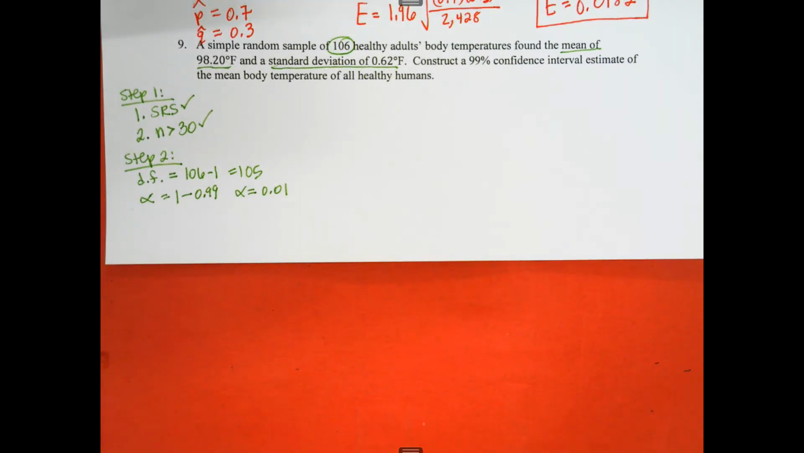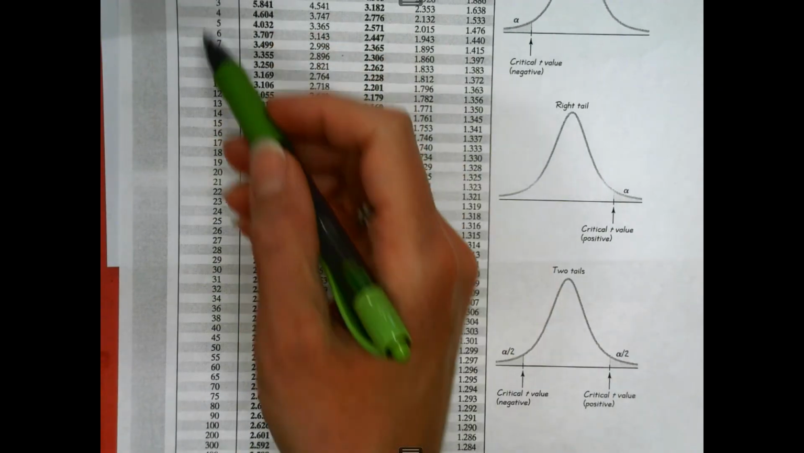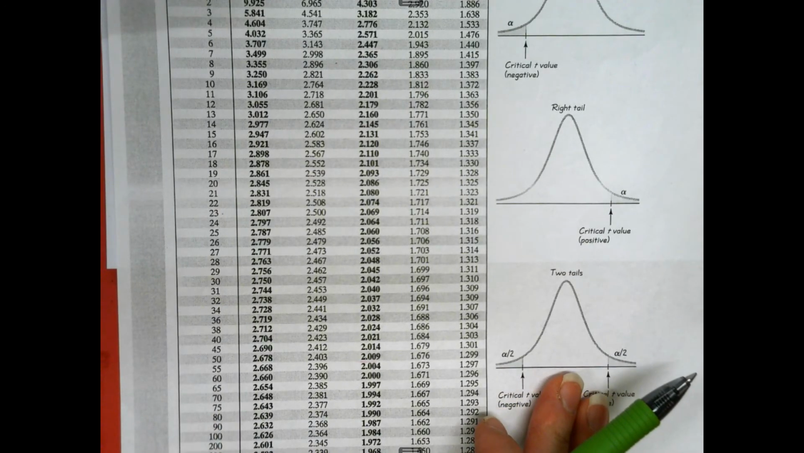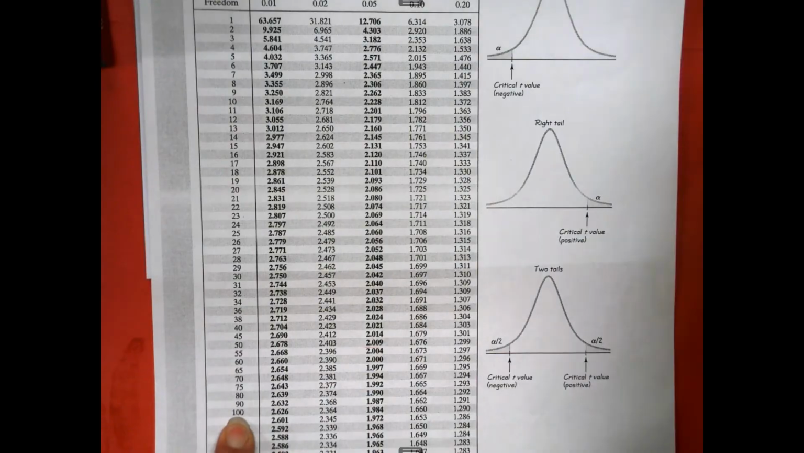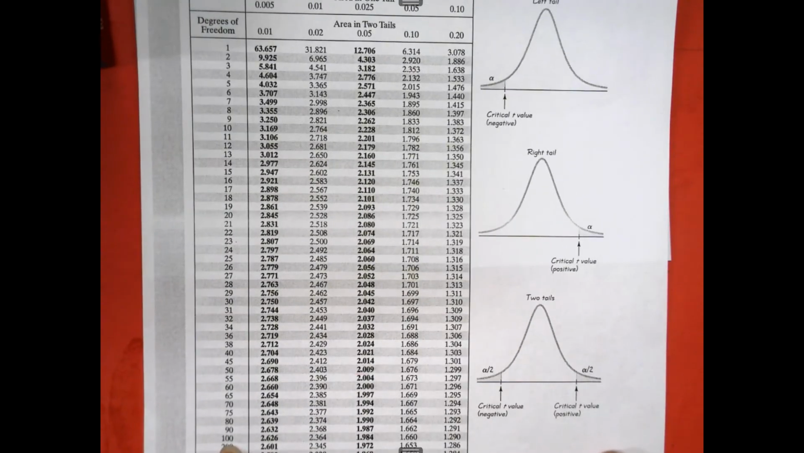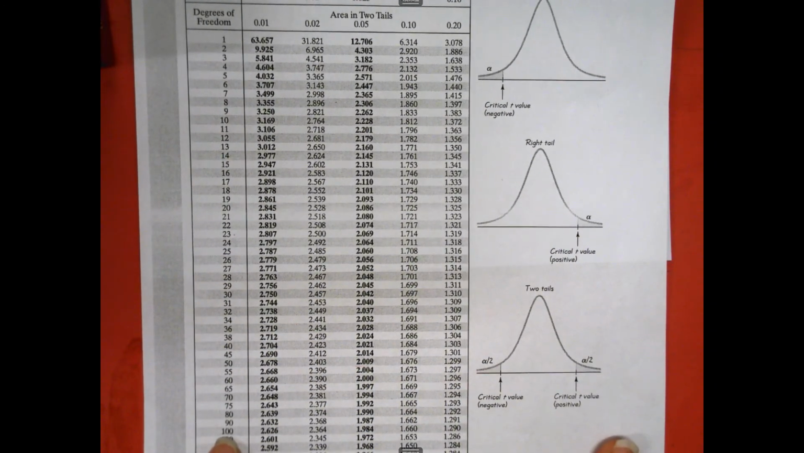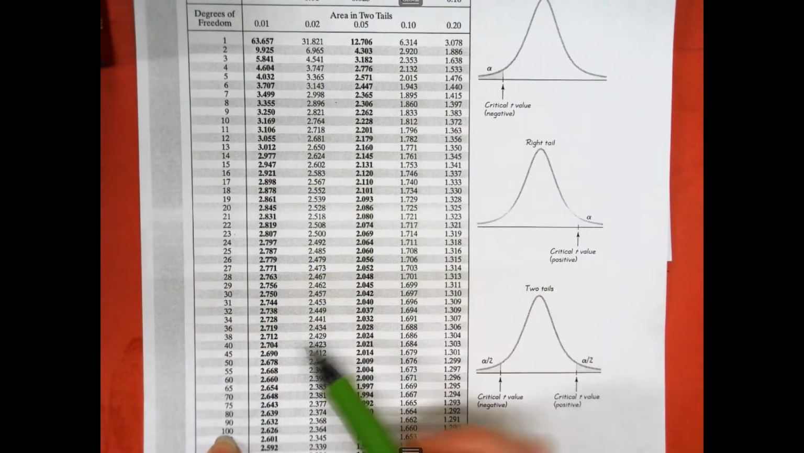Once we know that information, we're going to have to go to our t-table. And our degrees of freedom is on the left-hand side. It's this left-hand column. And our degrees of freedom was 105. The closest value to 105 is 100. So we're going to be using that row with 100. And then we have to look at area in two tails. Our alpha was 0.01. These are each of our alpha values. So we're going to be using that first column.